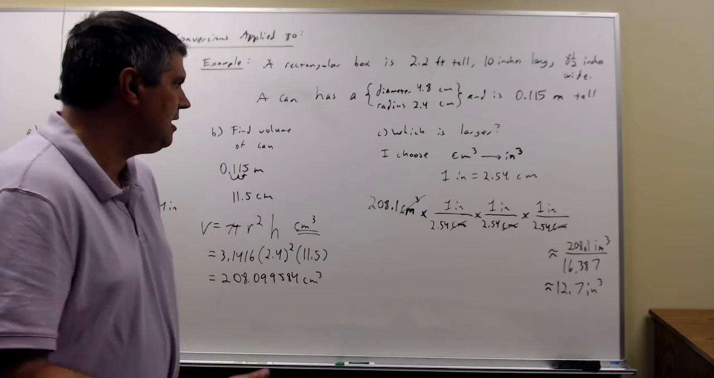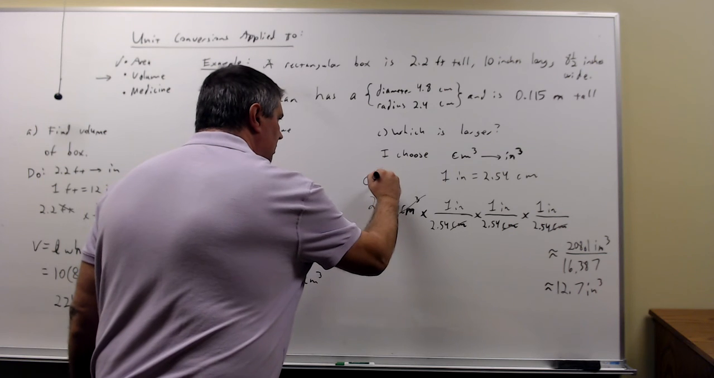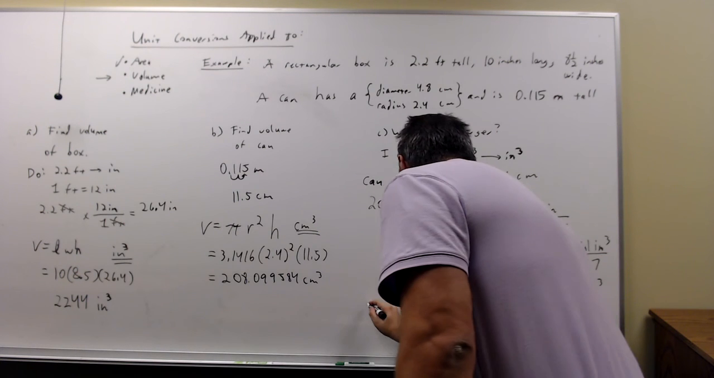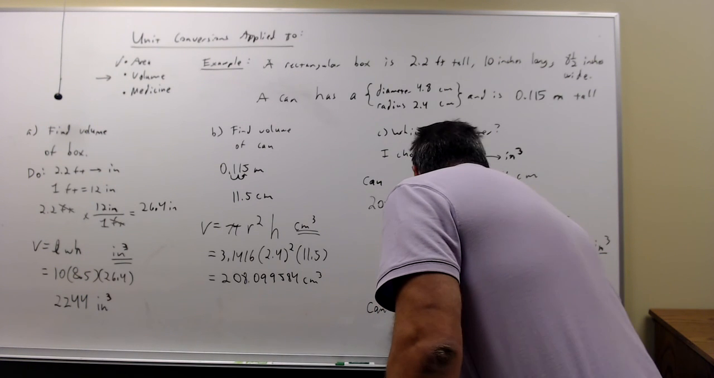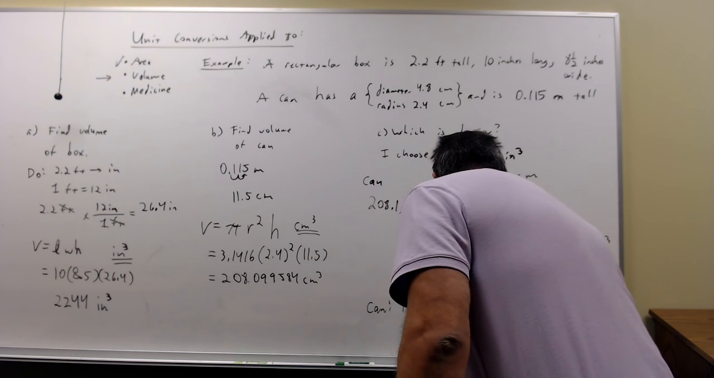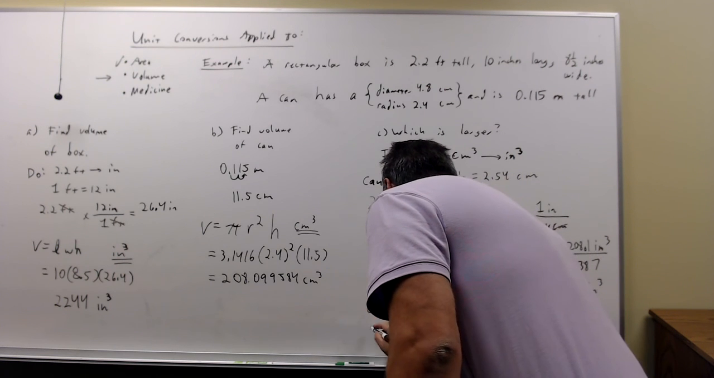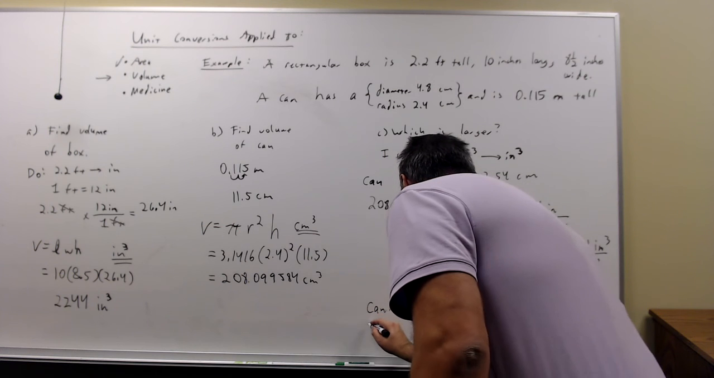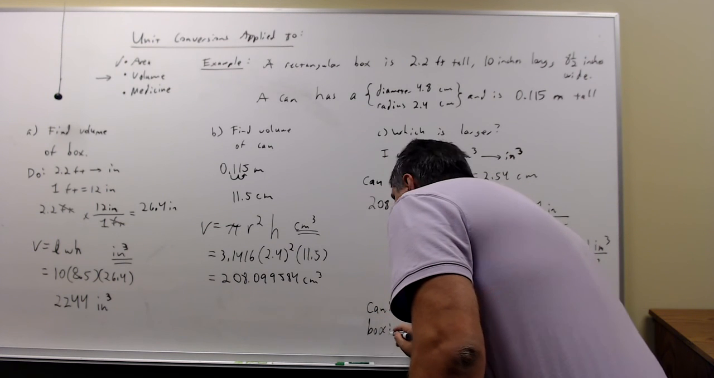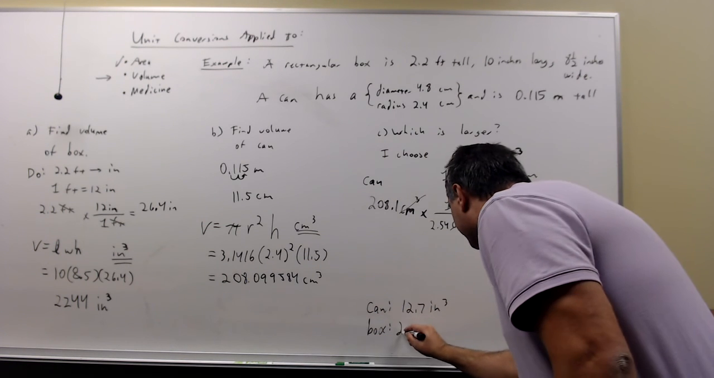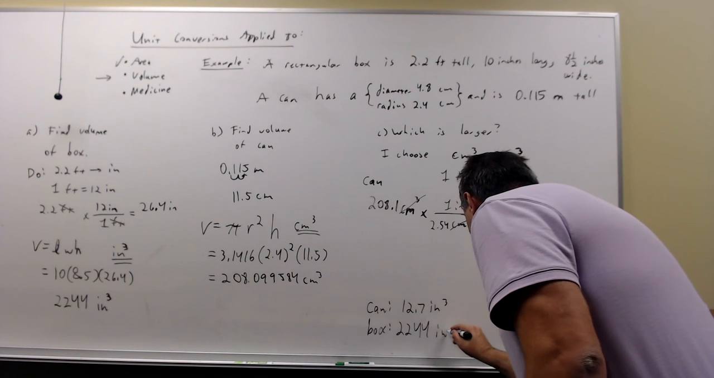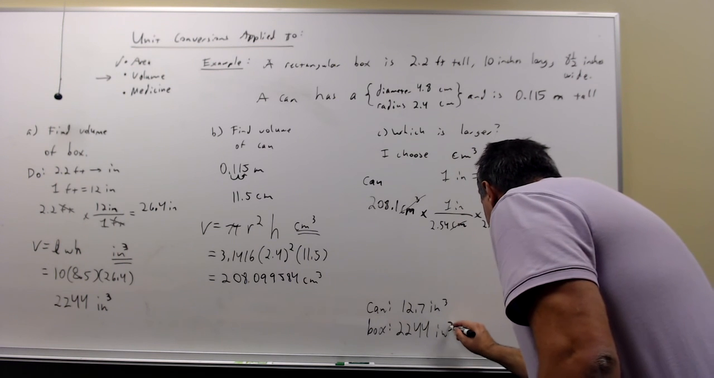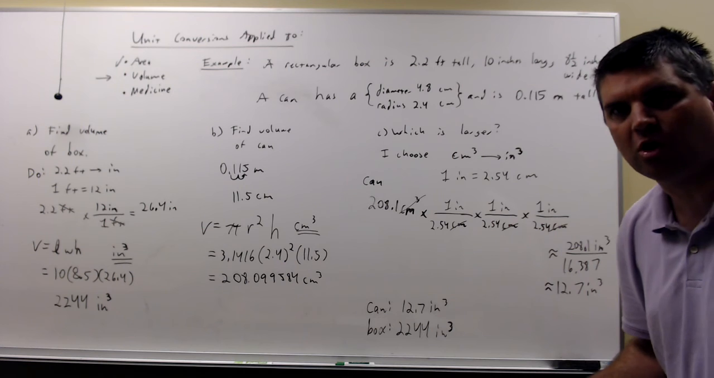Okay, this was the can. So the can was 12.7 inches cubed. The box is 2244 inches cubed. So obviously the box is much larger.